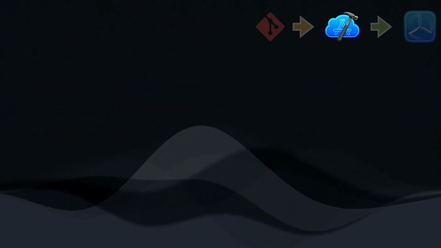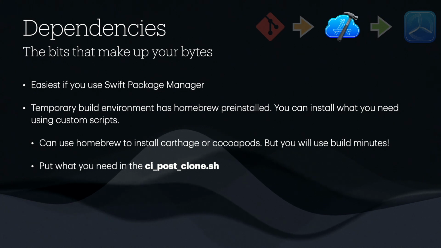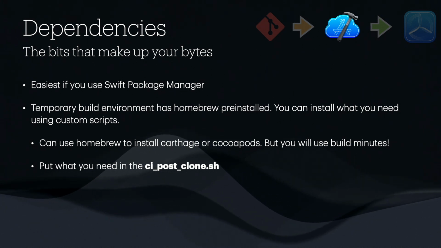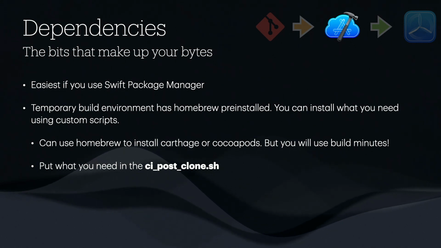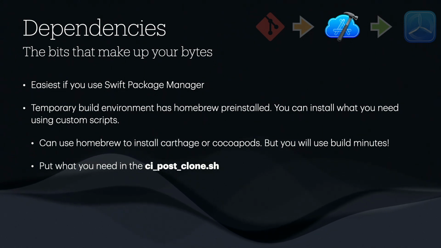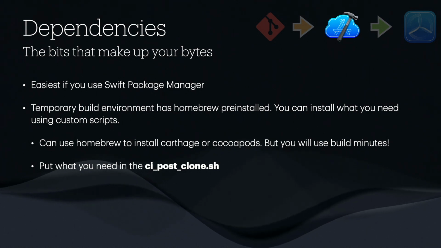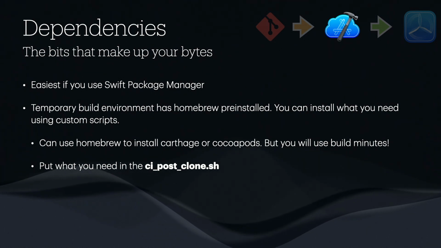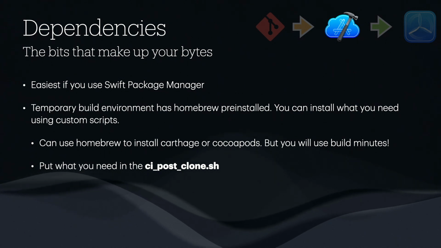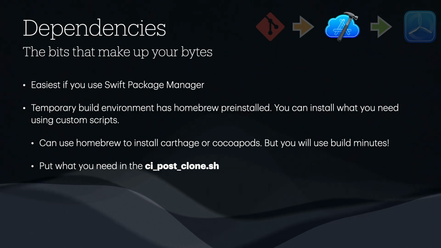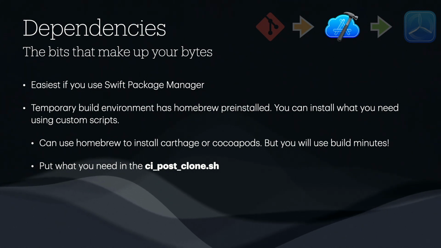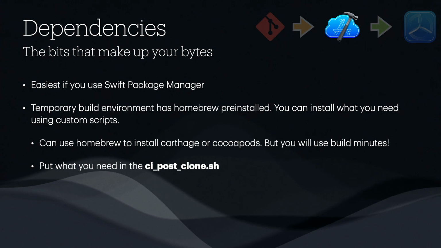Yeah, cool. So dependencies, right? It's easy if you're using Swift Package Manager. It all just works out of the box. But the temporary build environment doesn't actually have Carthage or CocoaPods installed. So if you do use any of those, you have to use Homebrew, which is pre-installed, to install them every time. So you're going to potentially chew up your build minutes, but that's really up to you how you manage it. Yeah, and like I said, you can put that inside the post-clone, and that's kind of how it would work.